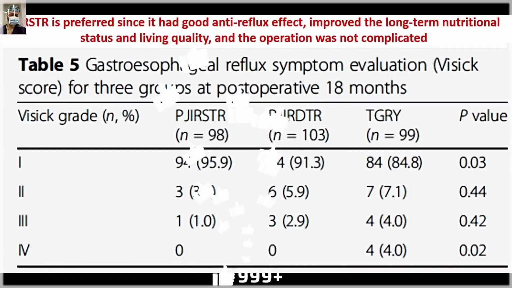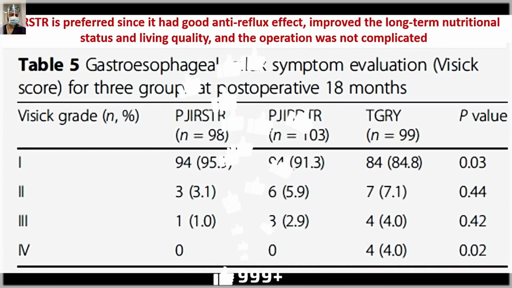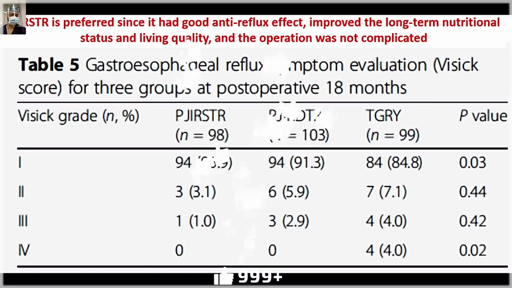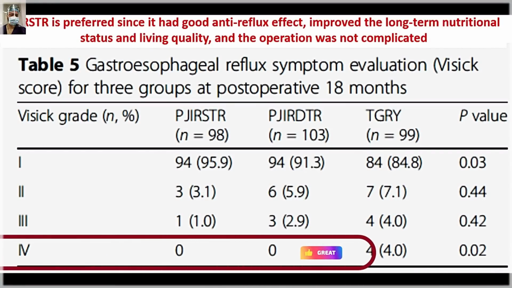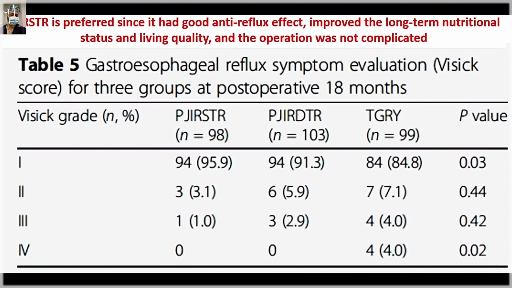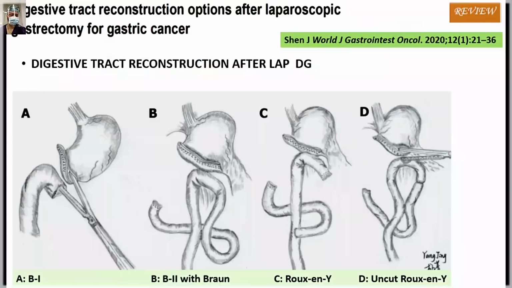The authors reported that the Visick score grade 4 was more in total gastrectomy followed by the Roux-en-Y reconstruction method, and it was statistically significant. They also found that single track reconstruction, that is when we fire the uncut stapler distal to the gastrostomy side, was better.